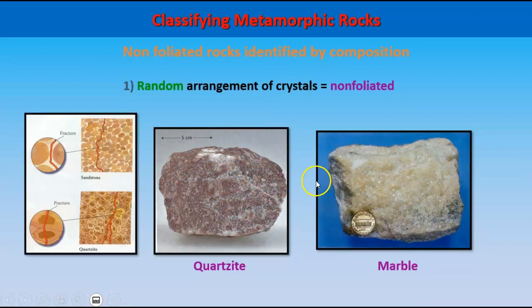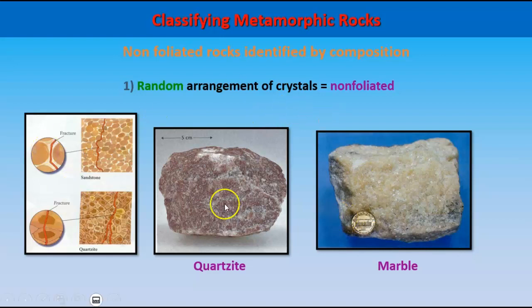So just a quick look at some of the samples that you would potentially see in lab. We have a quartzite and a marble. Though the colors here are different, the textures are very similar. These would be non-foliated, no layering here. They were cooked, so contact metamorphism.